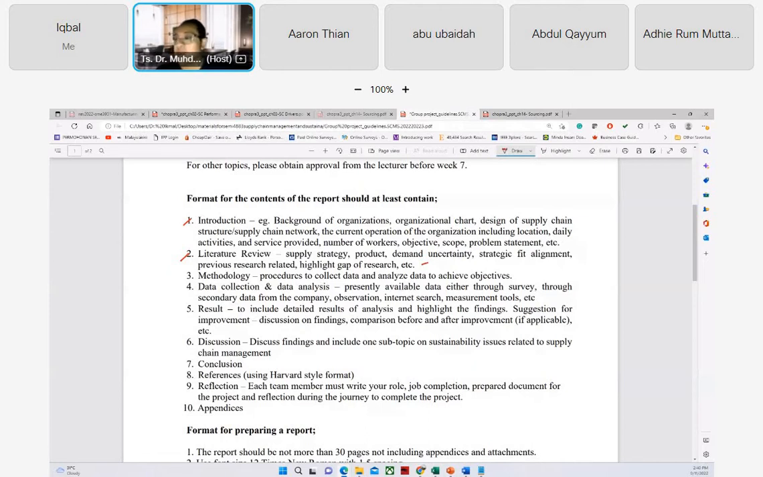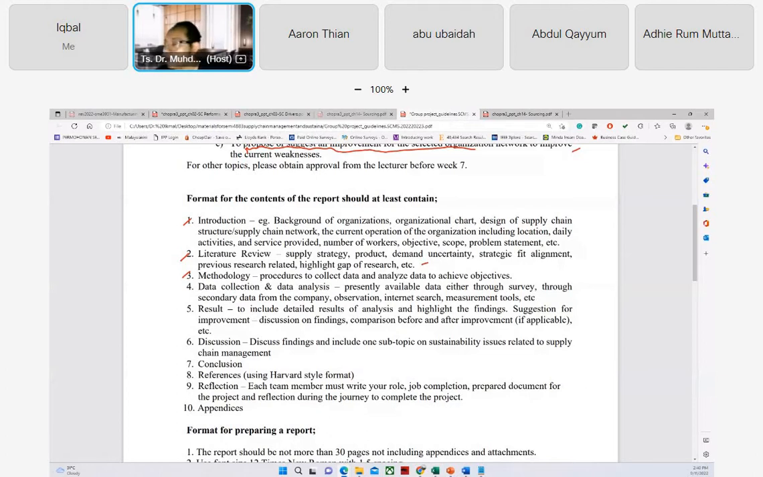All right, and then number 3, your methodology, your procedure. The procedure to collect data and analyze data to achieve the objective. How do you want to do it? For example, maybe you do the literature review, and then you set your questionnaire. For example, you do your interviews, data analysis from the interviews, and then come up with a solution, or maybe do several meetings. It depends on you. You have to develop your own methodology.